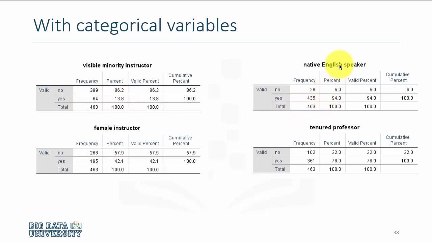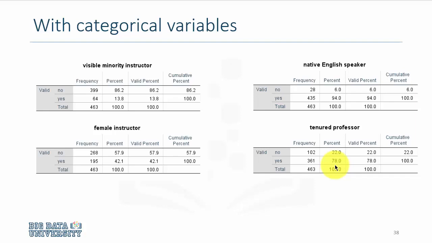How many spoke English as their preferred language, or were native speakers of the English language? It's about 94%. Females accounted for 42% of the instructors. The correct way to describe this is to say, well, 42% of the courses were taught by females compared to 58%, and the same applies here, that 13.8% of the courses were taught by instructors who were visible minority, and similarly 78% of the instructors, or 78% of the courses were taught by tenured professors.